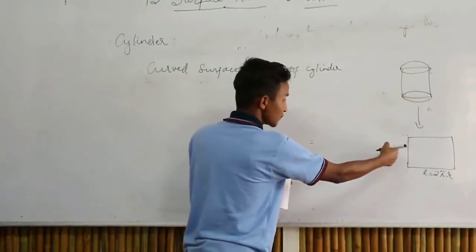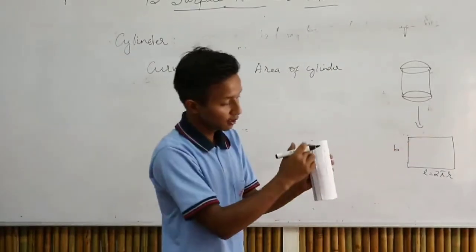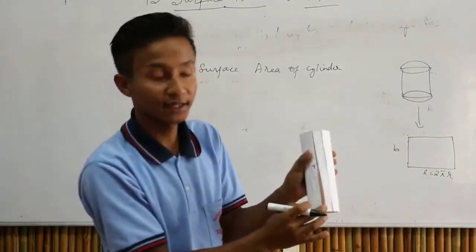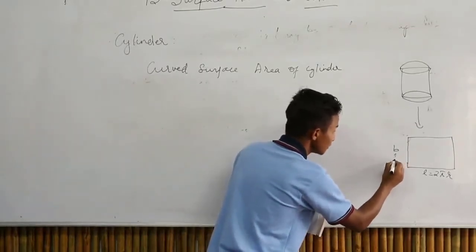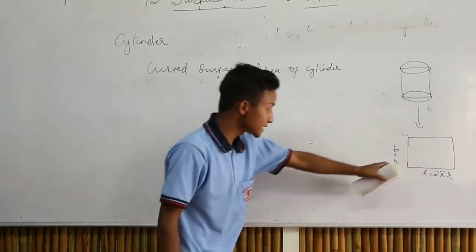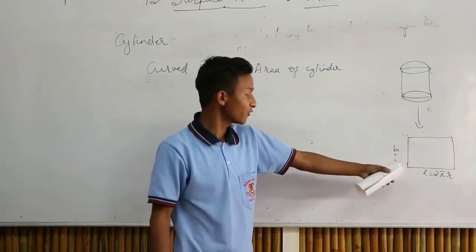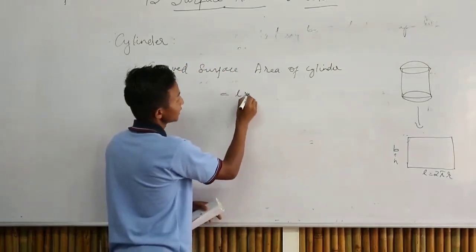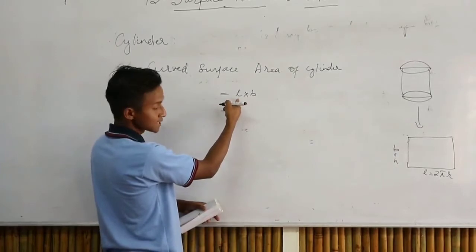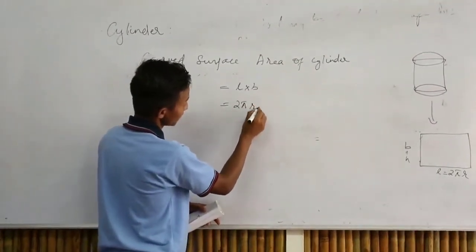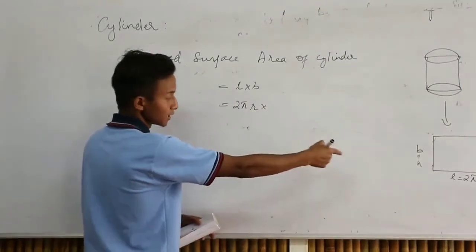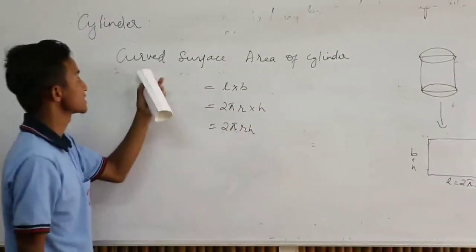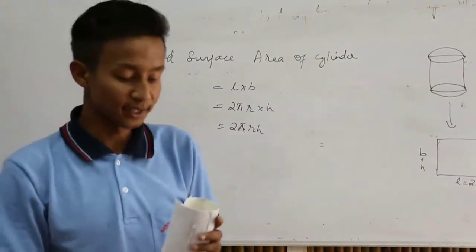And what is this breadth? Actually, this breadth is equal to this part. What is this part? It is the length of the cylinder. I mean, B is equal to h. So this is a rectangle. We know the area of a rectangle is length into breadth. And what is this L? Twice pi r, into, and what is this B? h. You get it? Twice pi r h. This is the curved surface area of a cylinder.